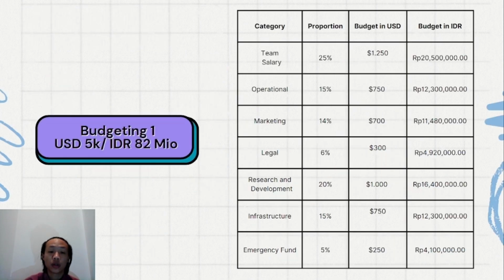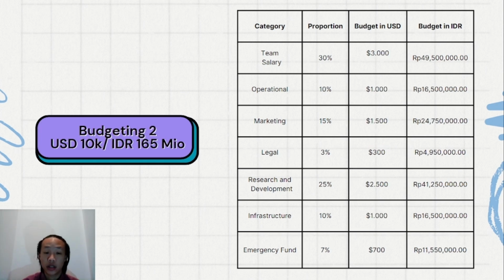Next, let's move on to StuntGuard's budgeting strategy, which is divided into two strategies. The first one is with 5k USD, divided into 7 category sections, and each category's budget proportion is written on the presentation slide. The second strategy is the same as the first, but the difference is the amount of budget, which is 10k USD, and each category's budget proportion is bigger than in the first strategy.